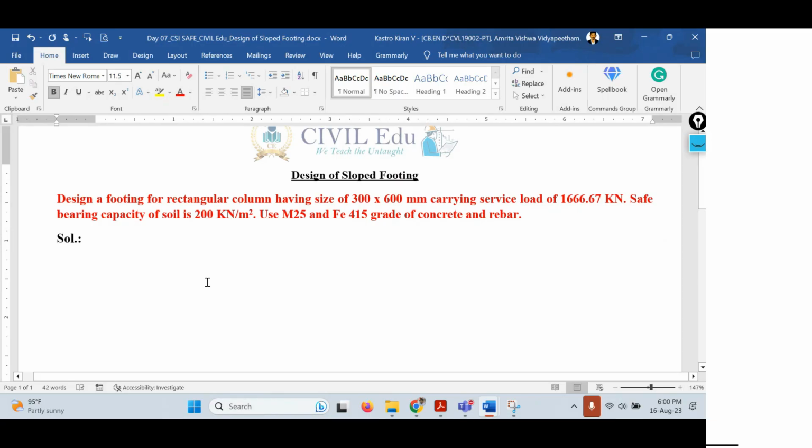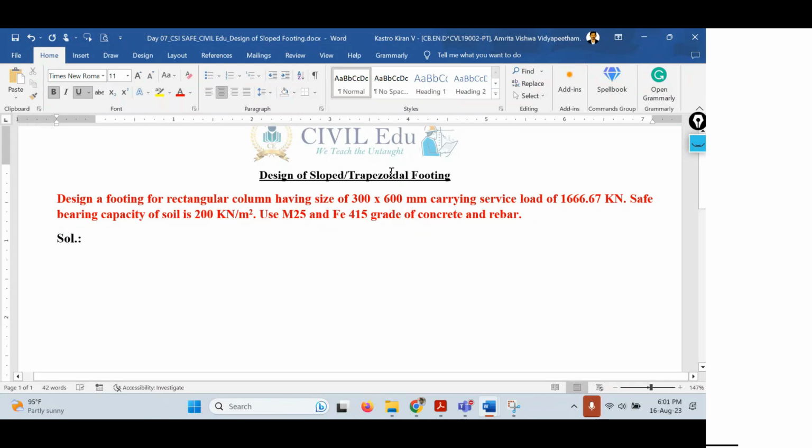In today's session, we are going to look into the design of another type of footing, which is called a sloped footing. We can also call this sloped footing a trapezoidal footing. We can call it either design of sloped footing or trapezoidal footing. The design procedure remains the same. Nothing much changes between the sloped and trapezoidal footing.